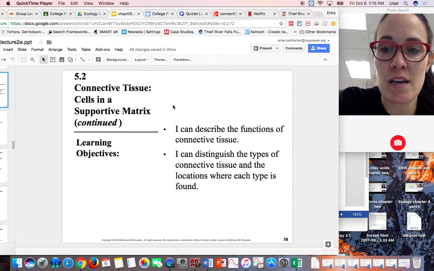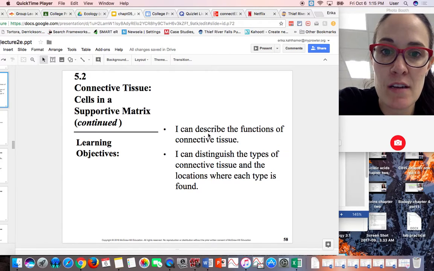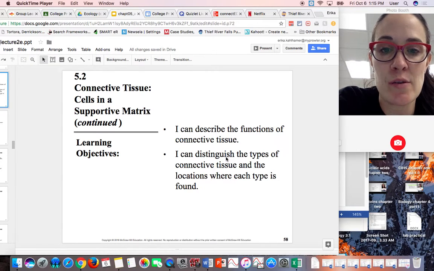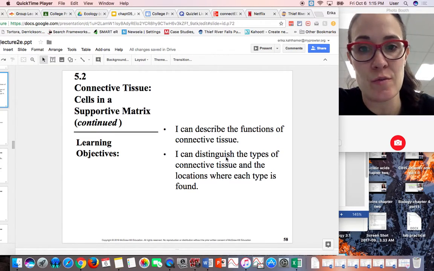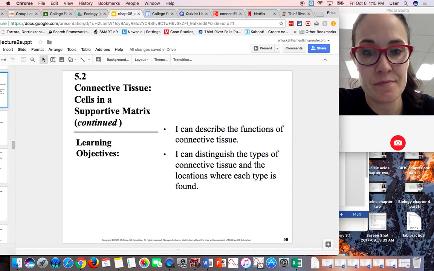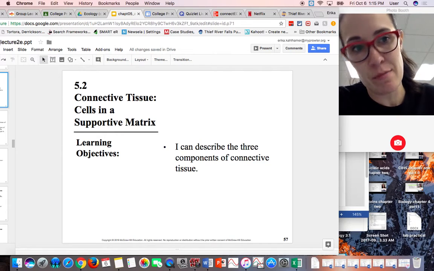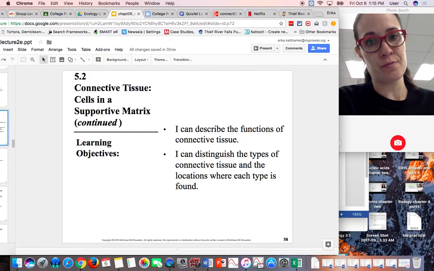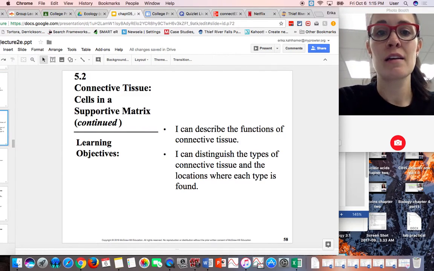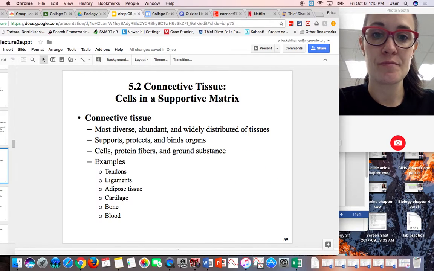Okay, so in this video about Chapter 5, we're talking about connective tissue, the functions of connective tissue and distinguishing the types and the location where each one's found, and then the components. So the components, what makes up connective tissue, why is it a connective tissue, the functions of it, and different types where we can find it.